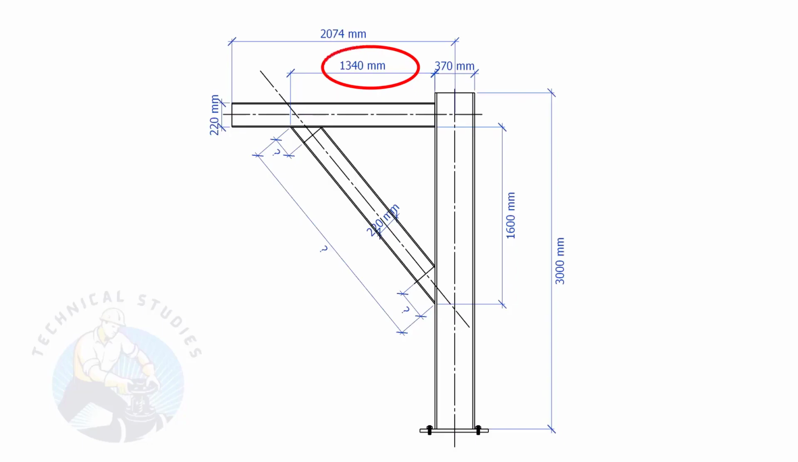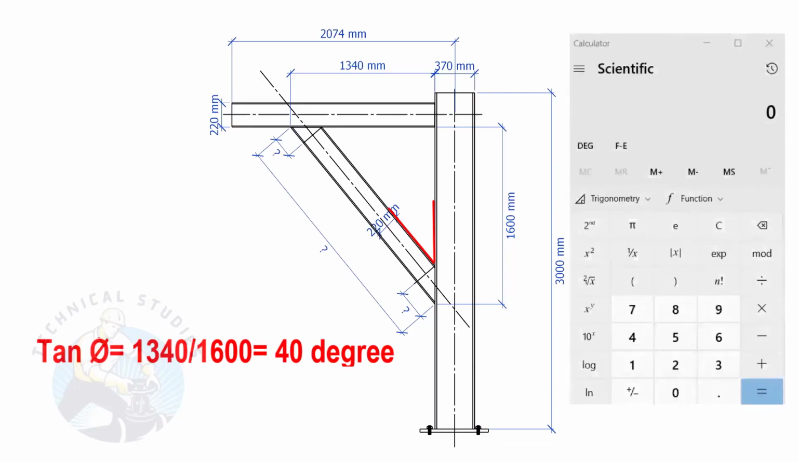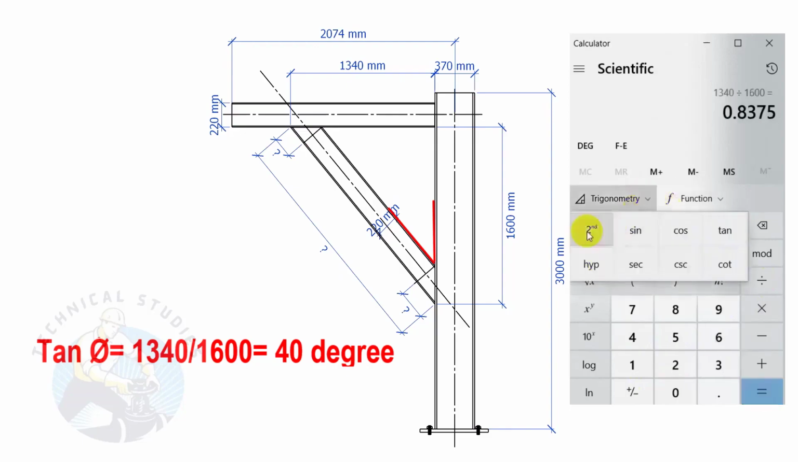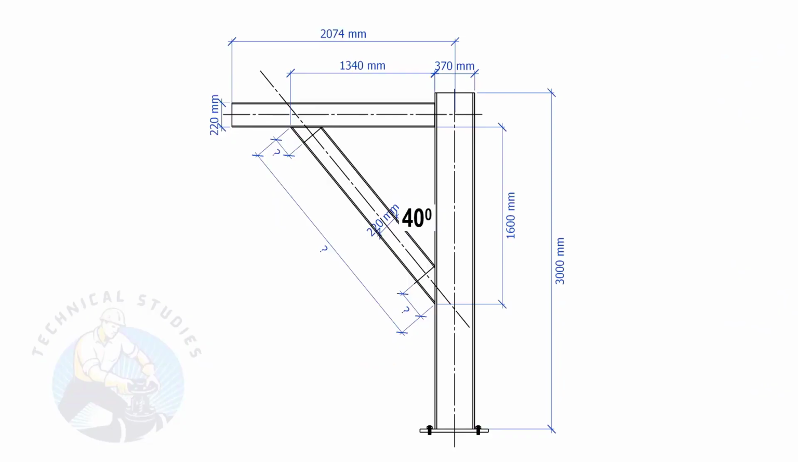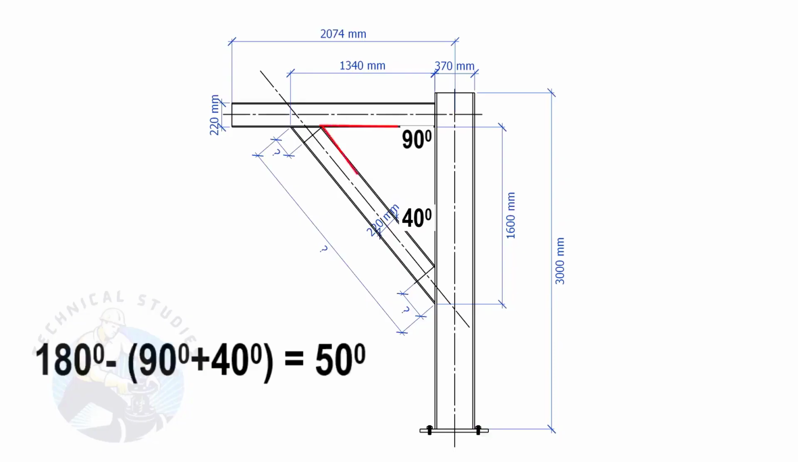In this example, the top leg length is 1340 mm and the vertical leg length is 1600 mm. What will be the length and the cutback of the bracing? Let us calculate the included angles. Tan θ equals 1340 divided by 1600. So, the angle is 40 degrees. Since this angle is 90 degrees, this angle is 180 minus 90 minus 40, which equals 50 degrees.